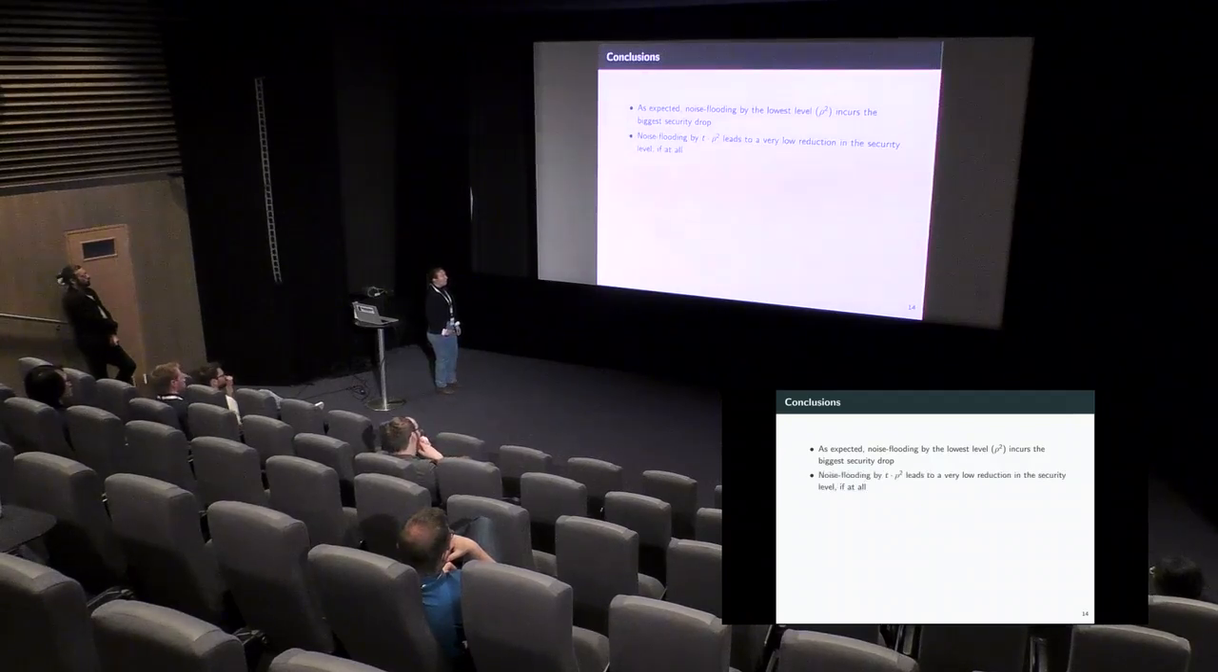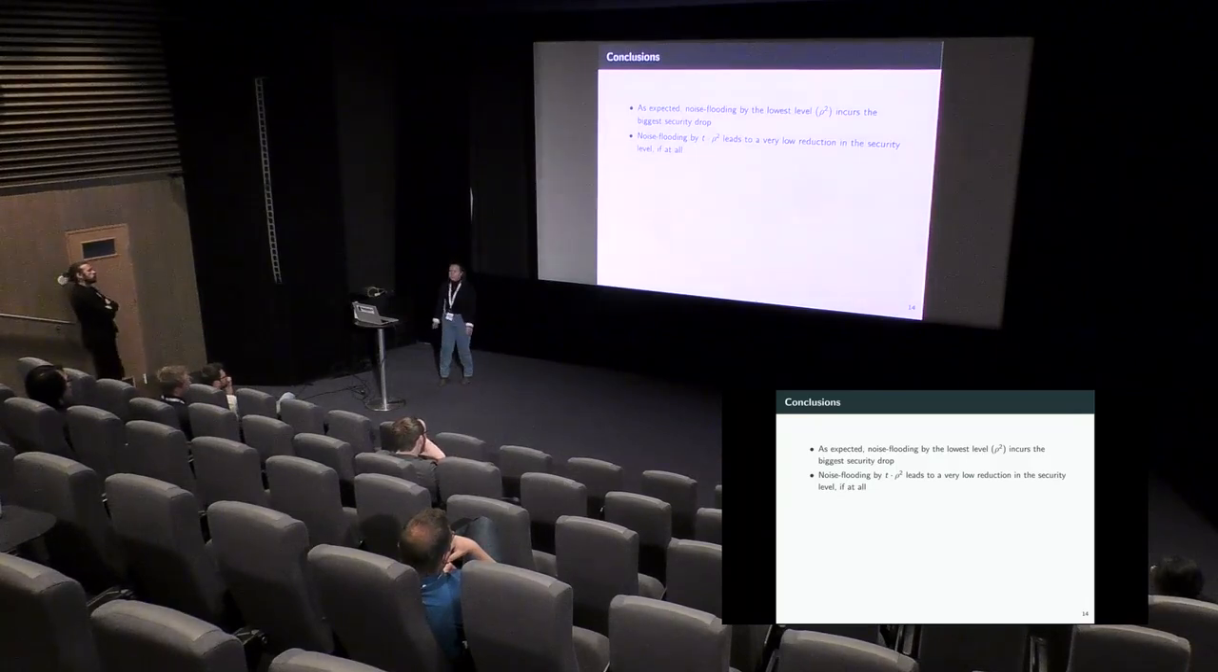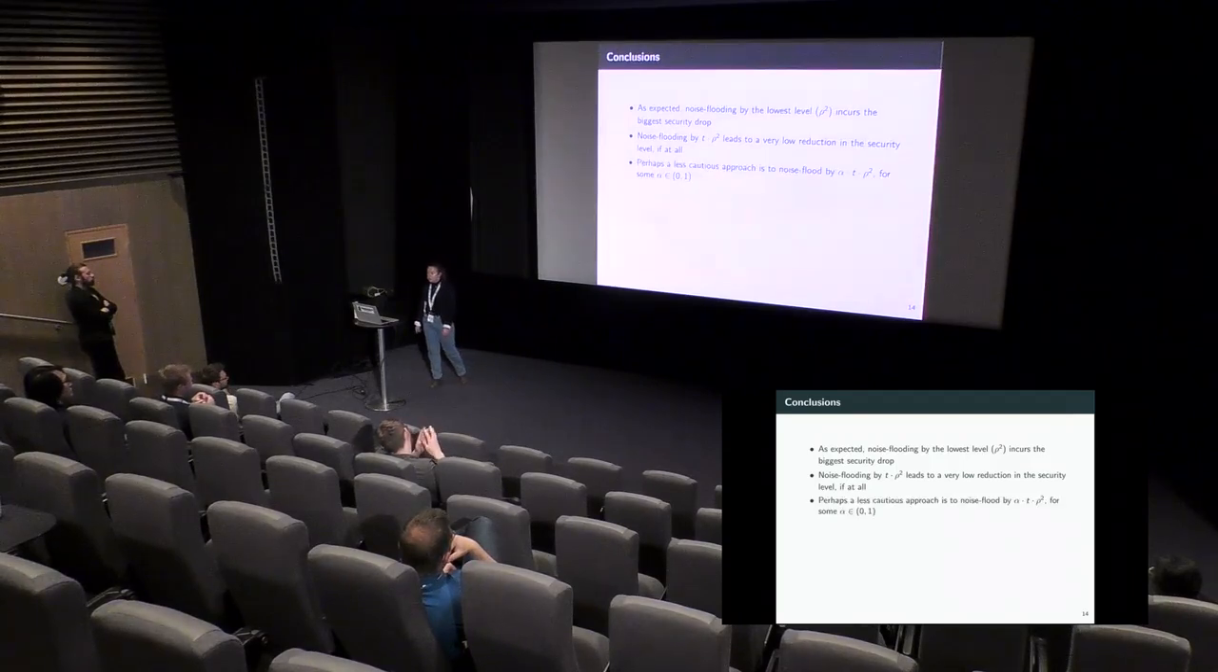Whereas on the other side, noise flooding by t times rho squared, where again t is the number of decryption queries that the adversary gets to see, actually leads to a very low reduction in the security level, if at all. You can look in the tables, but if you noise flood by this, there's a very, very low drop in the security level.